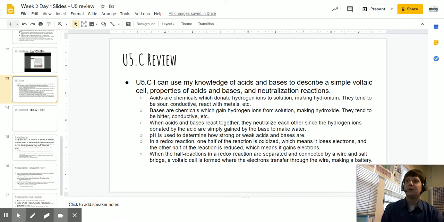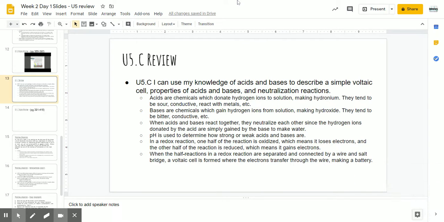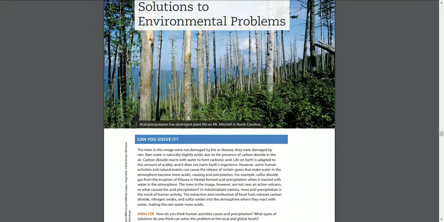So now I'm going to flip over to the book section 6.3 and just go over some of the major talking points. All right. So here we go.